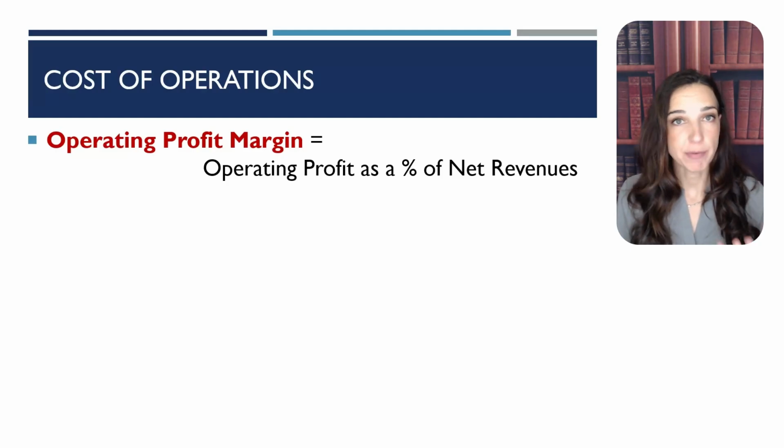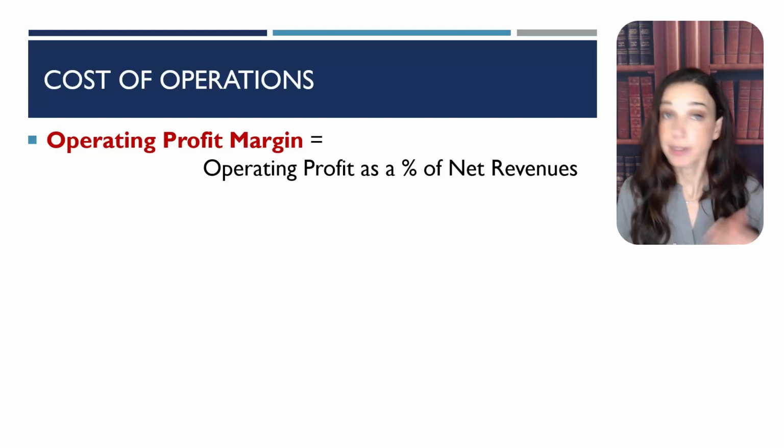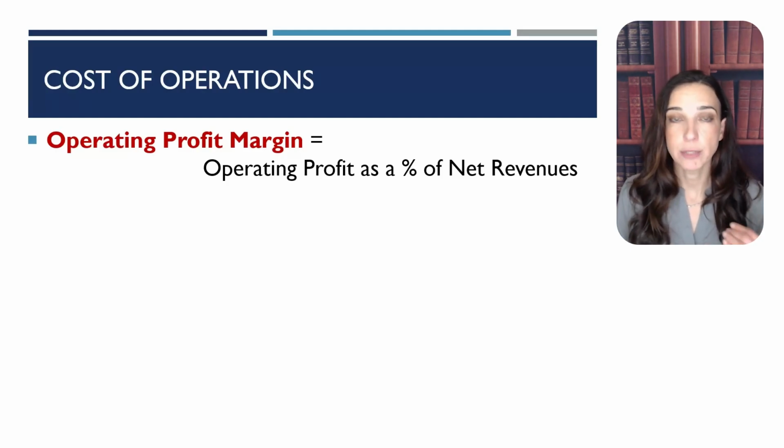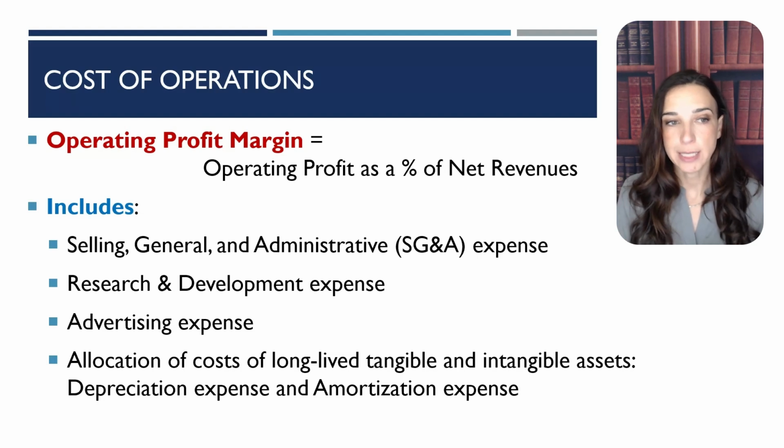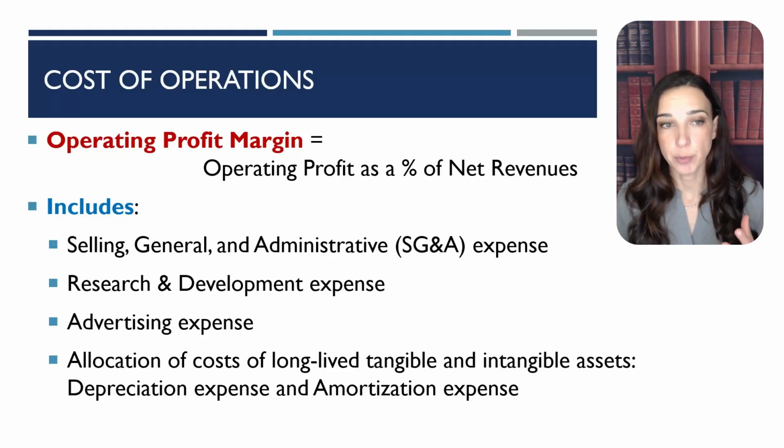For the operating profit margin, we're looking at the operating profit again as a percentage of net revenue. It includes the operating expenses such as selling, general, and administrative expense. Sometimes the language that's used is just selling and general expense. So there could be a little bit of a variety of the terminology used here, but this is the basic catch-all category of operating expenses.